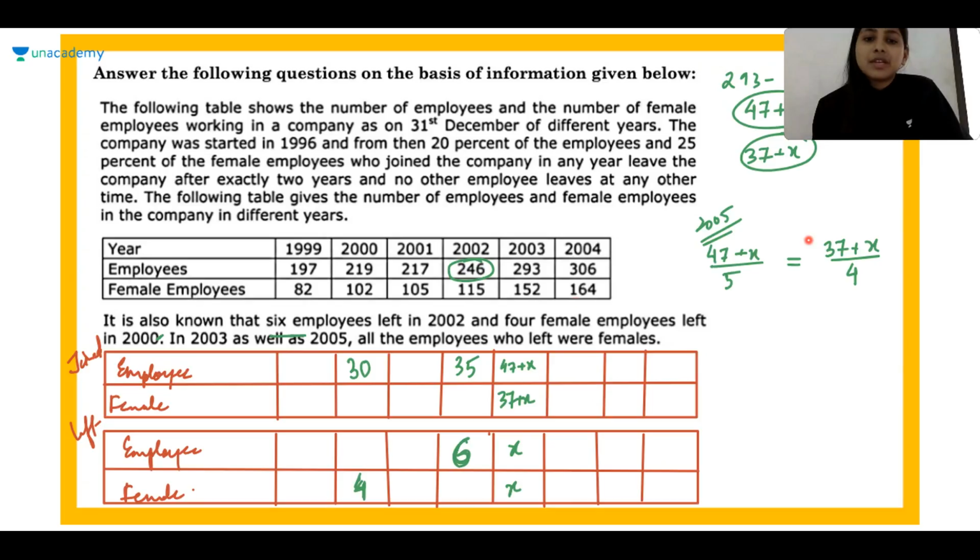Because it is given, Neeraj, that in 2003 as well as 2005, all the employees who left were females. So first we took 2003 as X, then we figured out if those are X, how many would have joined, and then 20% of this would have left in 2005 and 25% of this would have left in 2005. So since in 2005 also all the employees who left are females, these both have to be equal. Clear?